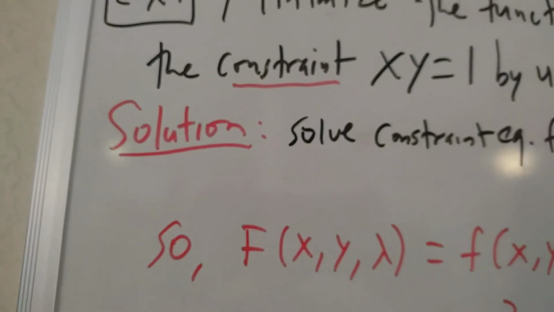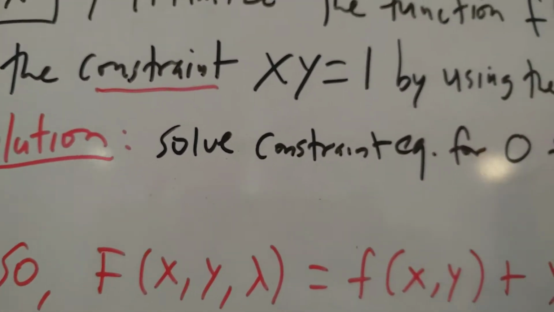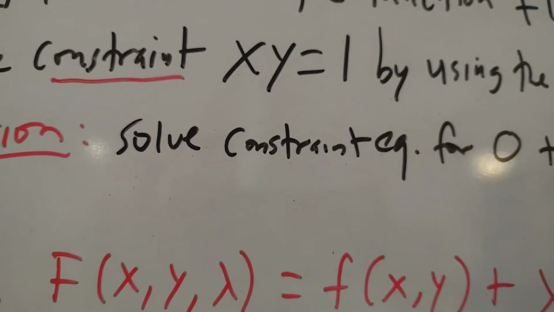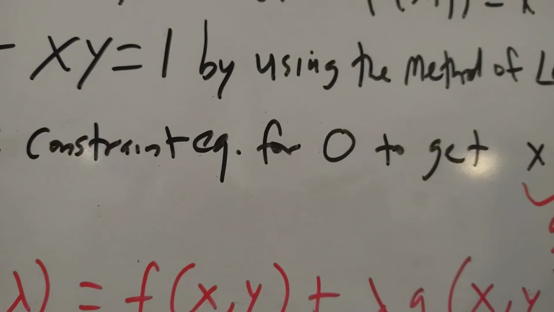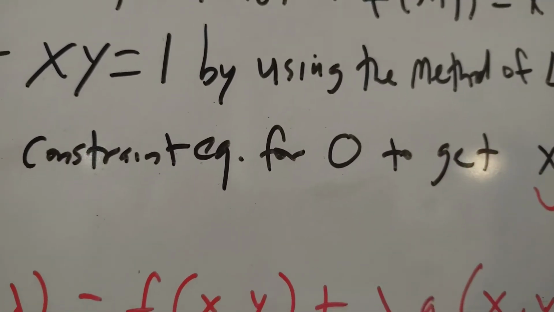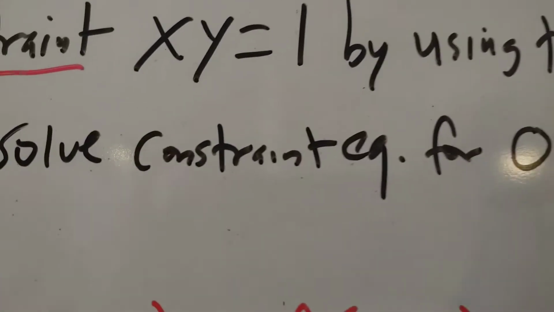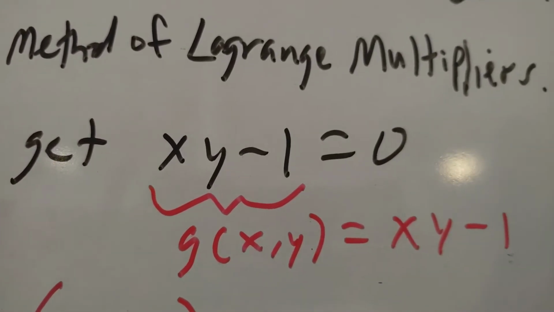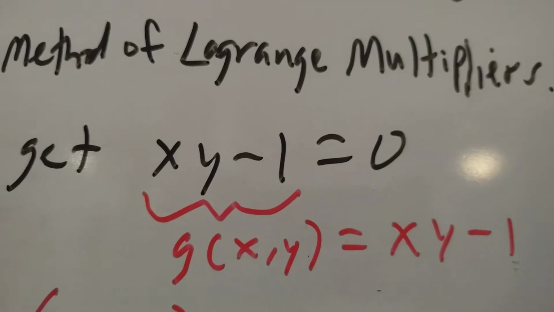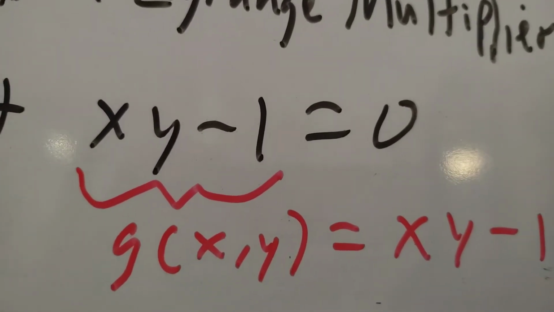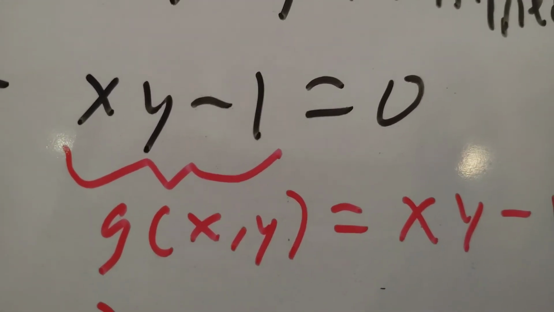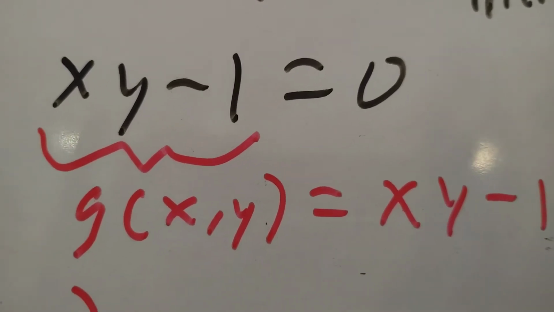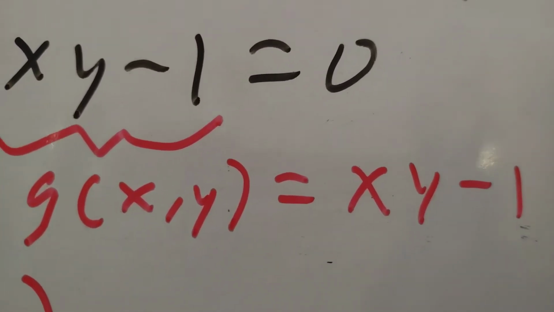Okay, so here's our solution. What we want to do is solve the constraint equation xy equals 1 for 0. So in other words, get that 1 on the other side. We subtract 1 from both sides of this equation, and we get xy minus 1 equals 0. Now that 0 is on one side, the left-hand side is what's known as g of x comma y. So g of x comma y is xy minus 1.